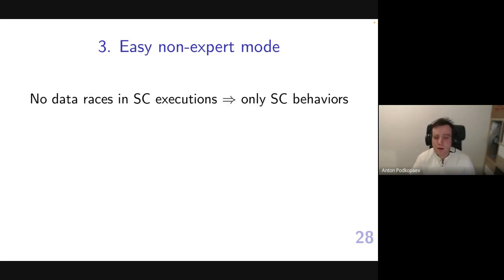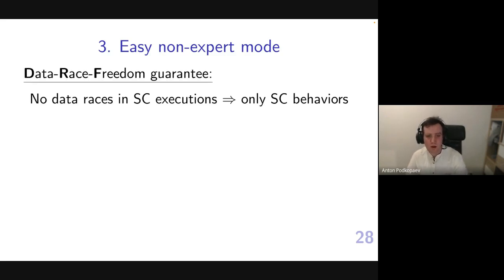Ideally, we would like to provide software developers an abstraction which says that if you have no data races in sequentially consistent executions of your program, then you get only sequentially consistent behaviors. Basically meaning that for many programs, it's enough to know the sequentially consistent memory model and nothing else. And this criterion is called the data race freedom guarantee.